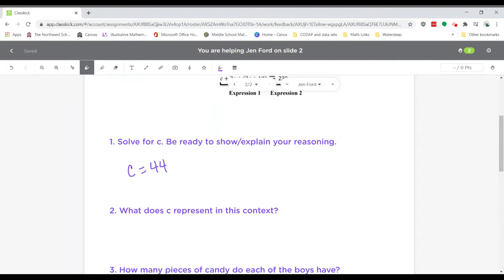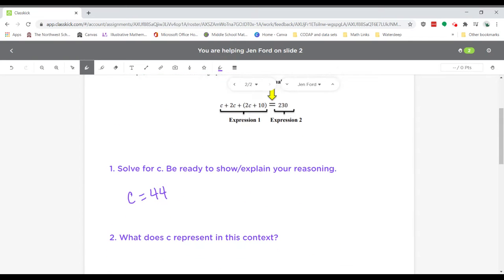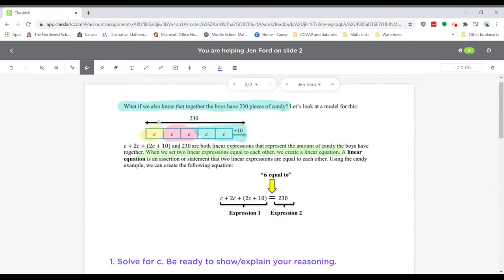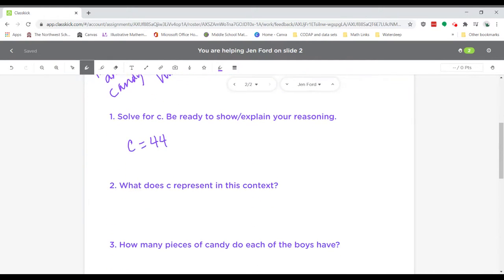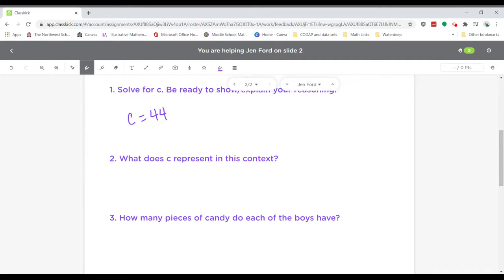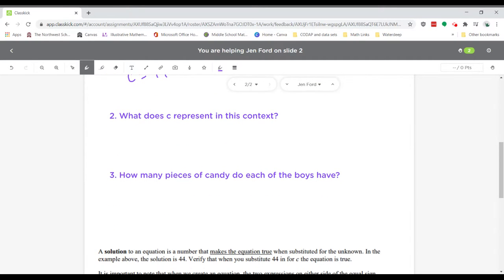What does C represent in this context? In this context, this part right here, just a single C with nothing else, was the amount of candy Nick has. So C, in this context, represents the amount of candy that Nick has.